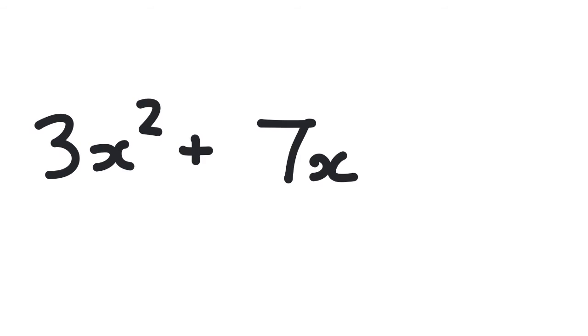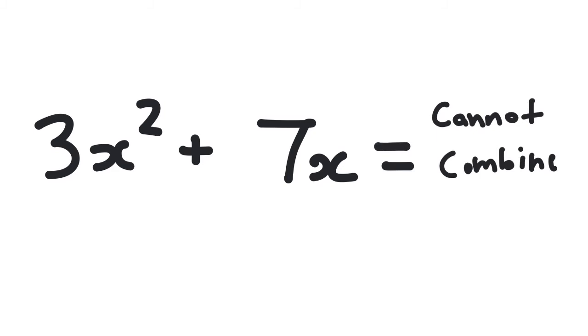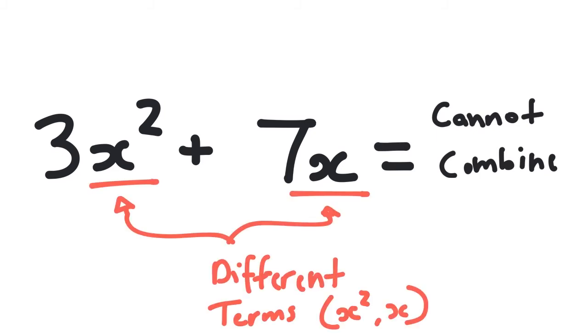But you have to have that x squared in your answer. Here's another one. So first thing we have to do is see, are these like terms? Well, the first one is an x squared, and the second term is just an x. So these are not like terms, so we cannot combine them. So these are different terms. We have an x squared and an x. They do not mix together.